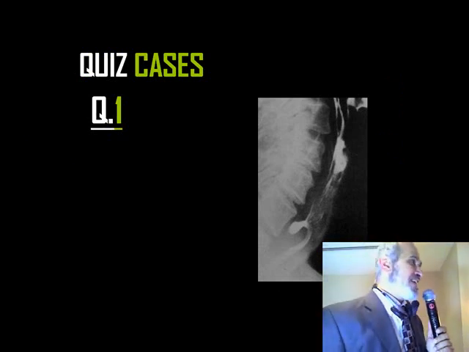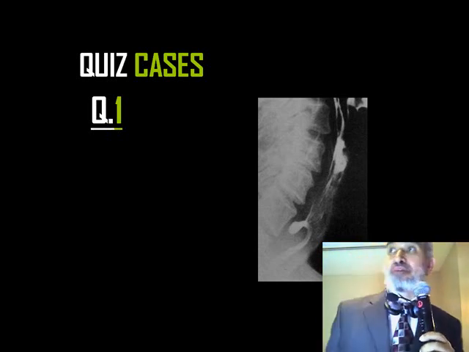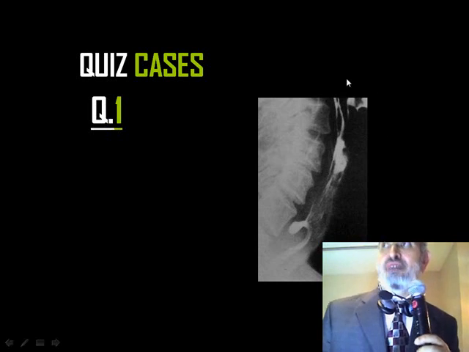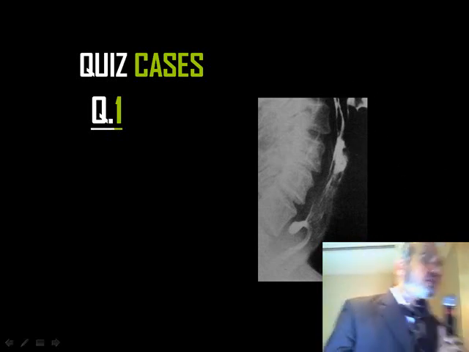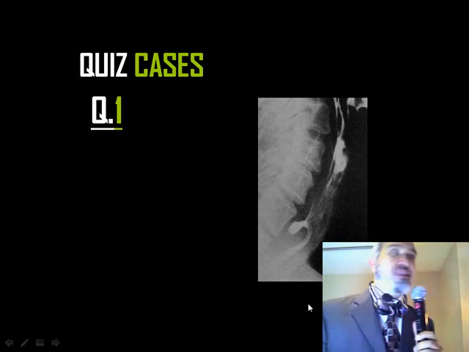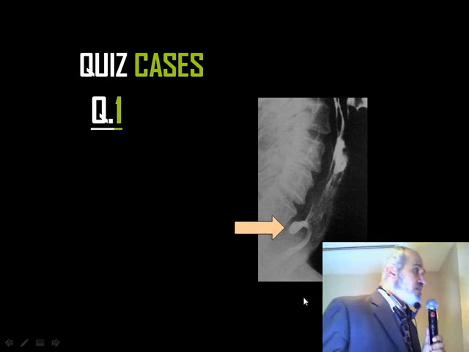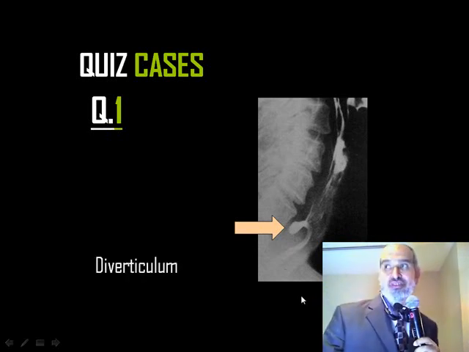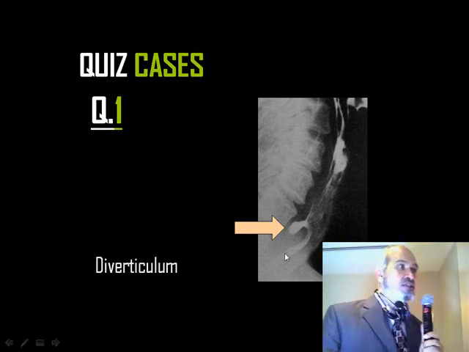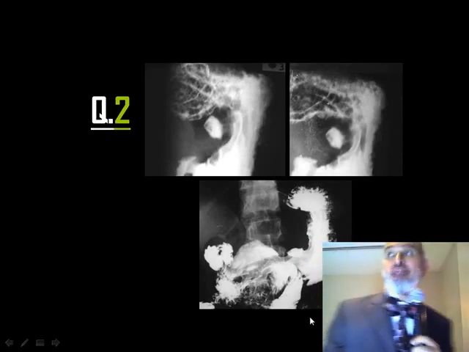Go ahead. What do you think about this area, and what is the organ to be examined here? The esophagus. Then what is the lesion? Okay, this is the lesion. What do you think? Yes, this is an esophageal diverticulum. A diverticulum is a pouch filled with barium.